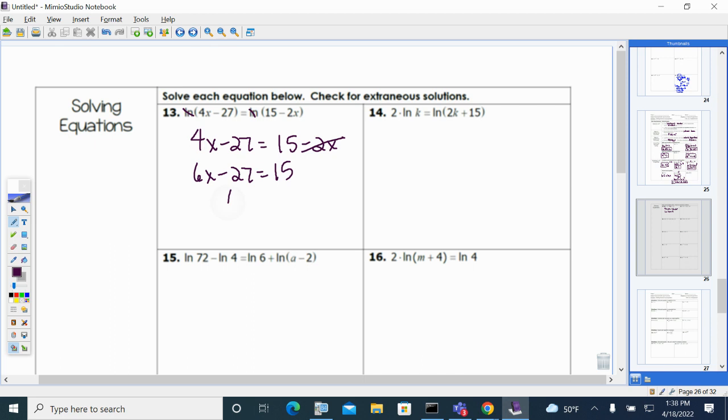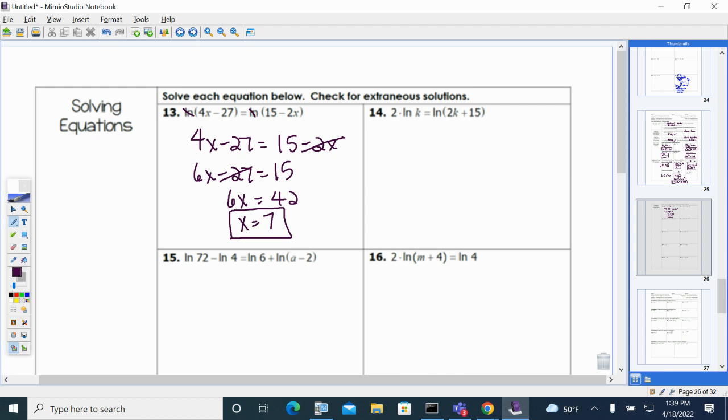Then I'm going to add the 27. So 15 plus 27 is going to be 42, and then divide by 6, and I get x equals 7. And just like in chapter 12, when it is a logarithmic equation, you must check your solutions to make sure that none of them are extraneous. To save time, I am going to tell you that x equals 7 will work.